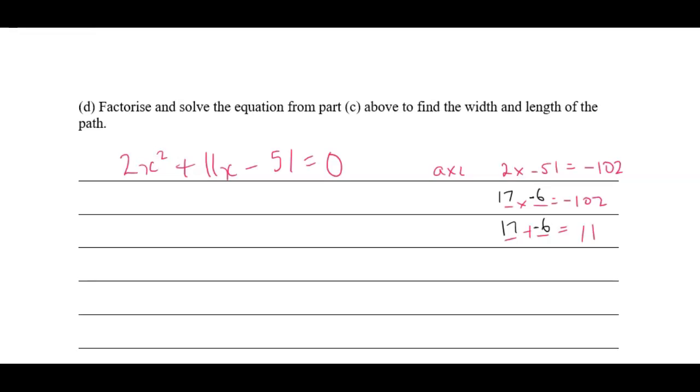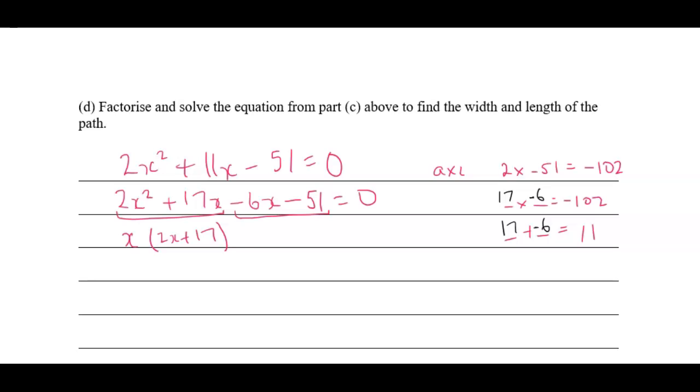Okay, so let's keep going. So we've got 2x squared. Instead of 11x, we're going to rewrite that as 17x minus 6x minus 51. And then we factorize by grouping. So we group these first two terms and then the second two terms. So we take out the common factor. So the first one we're going to have x, and then we're going to have 2x plus 17.